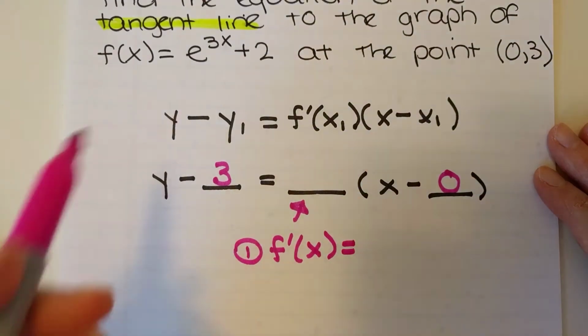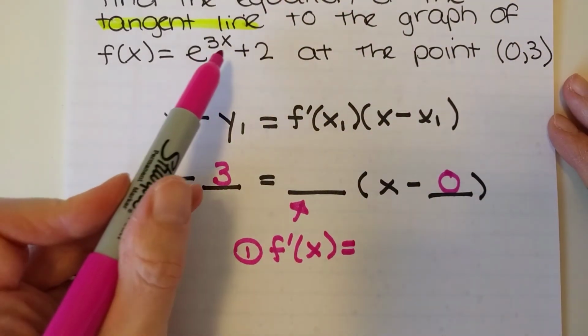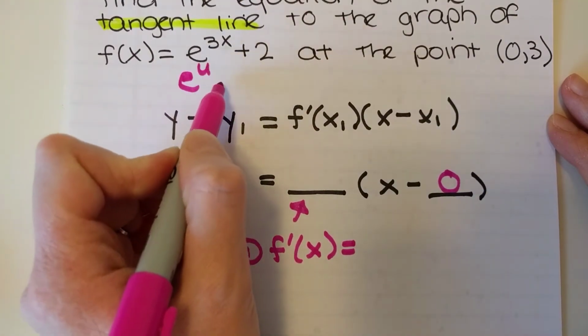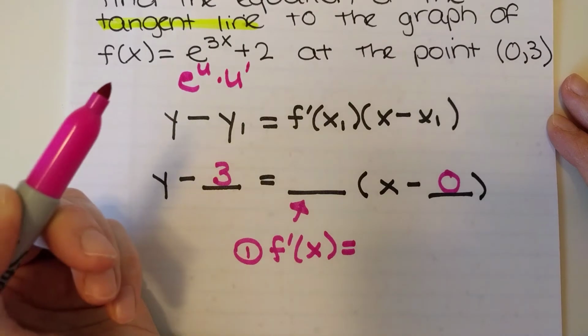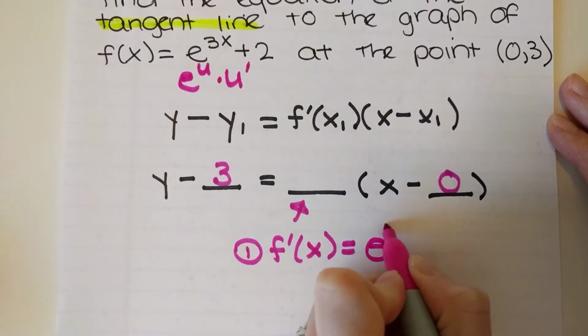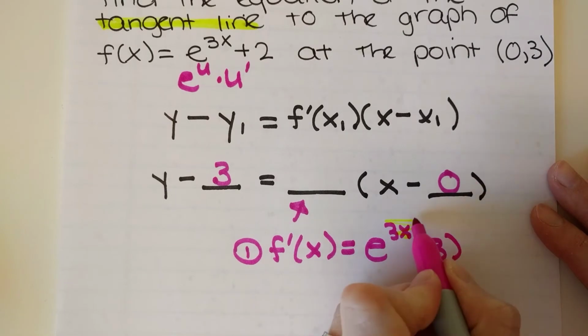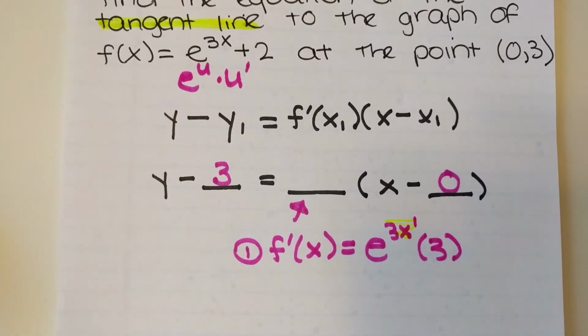Now, you'll notice that our original function has an e to the 3x. So to take its derivative, we're going to have to use the e to the u times u prime rule. So we'll have e to the 3x, and then we need to multiply by the derivative of 3x, because that's a linear term. That derivative will just be 3. Again, x to the first, we'll just get the coefficient.